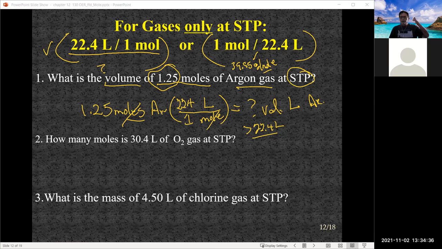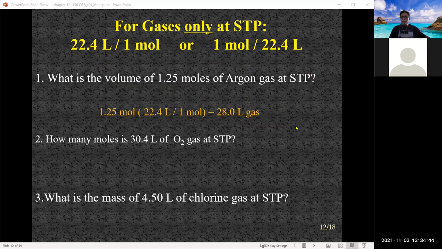All right, and so let's plug that number in. And sure enough, you calculate 28.0 liters of gas, which is consistent with the fact that you're given 1.25, which is greater than 1 mole, of argon gas. Okay, next one.